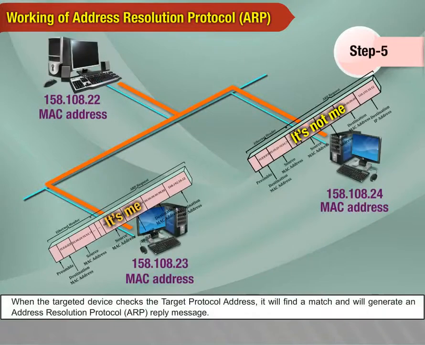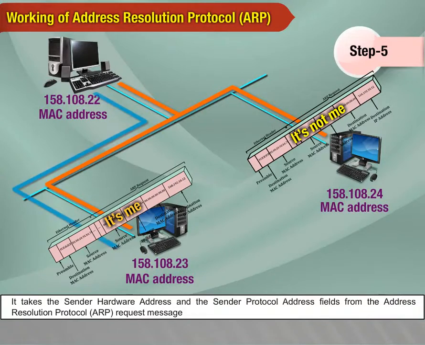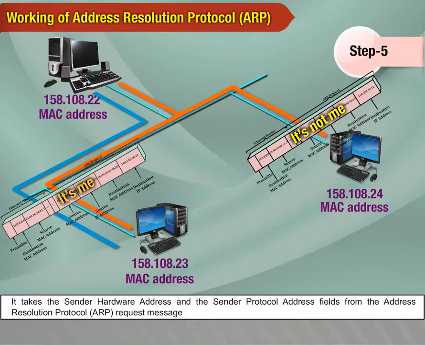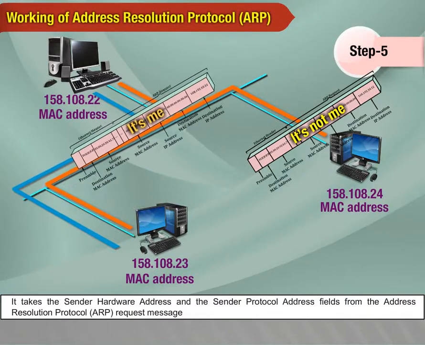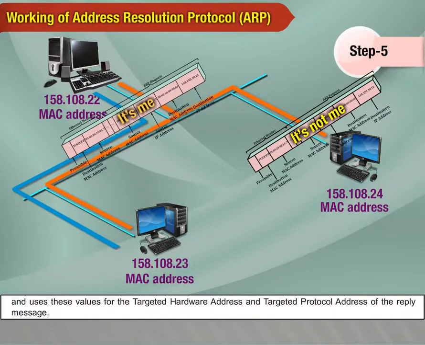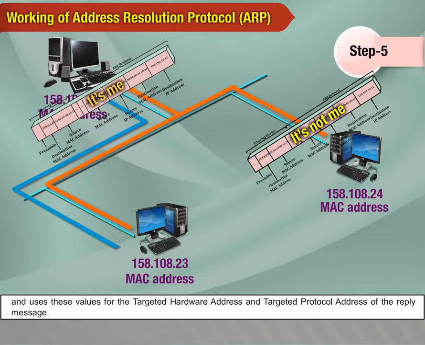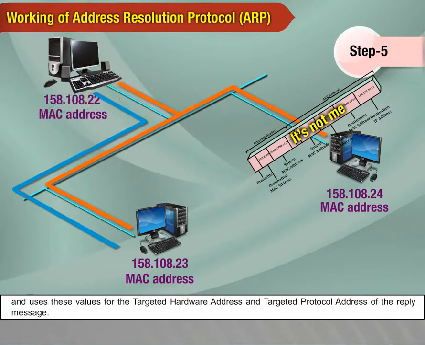Step 5. When the targeted device checks the target protocol address, it will find a match and will generate an Address Resolution Protocol ARP reply message. It takes the sender hardware address and the sender protocol address fields from the ARP request message and uses these values for the target hardware address and target protocol address of the reply message.